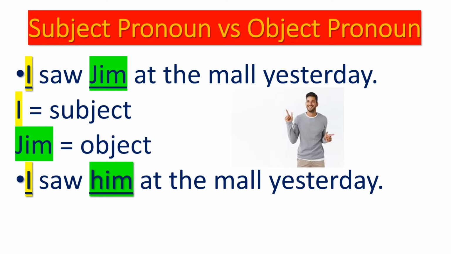Let's take a look at an example for better understanding. I saw Jim at the mall yesterday. I is the subject of the sentence. Jim is the object of the sentence. I saw him at the mall yesterday. Since Jim is the object, I use him. I don't use he. I is the subject of the sentence. Him is the object of the sentence.